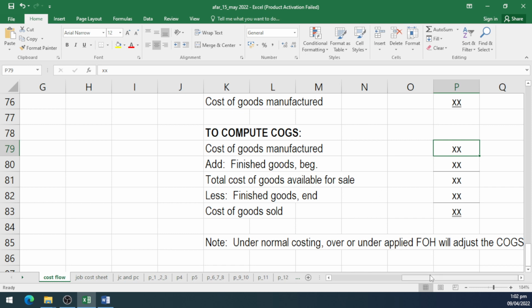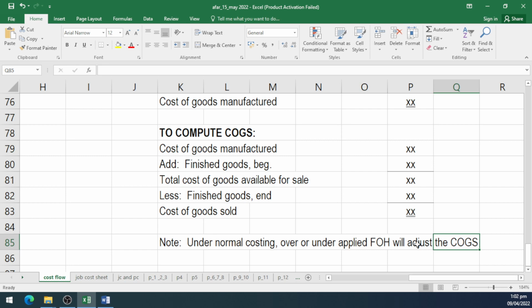Okay? Now, under the normal costing, yung ating cost of goods sold, maaaring may adjustment yon pag mayroong over or under applied factory overhead. Huwag niyong kalimutan na yung cost of goods sold na normal, i-adjust pa yon plus or minus, depende kung over or under applied. Pag under applied, add sa cost of goods sold, pag over, deduct. At yun po ang magiging adjusted amount ng cost of goods sold.